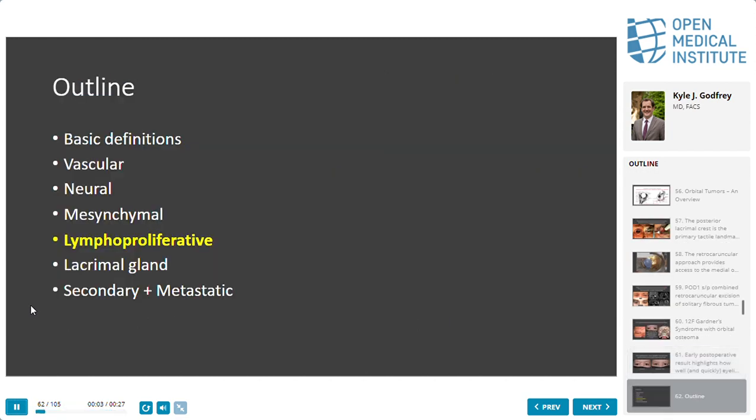I left a few tumor types out that are probably not going to be things that you guys commonly see in your clinics, but I think the rhabdomyosarcoma is an important one to think about, and then the solitary fibrous tumors as well.